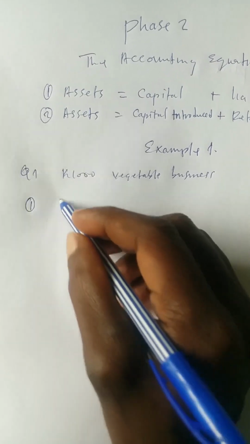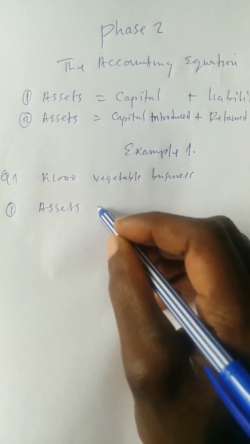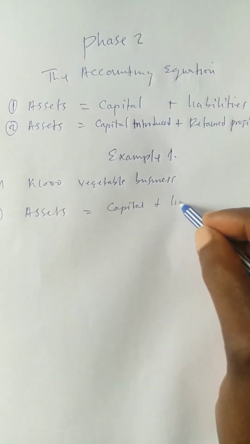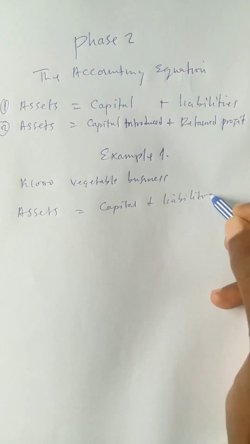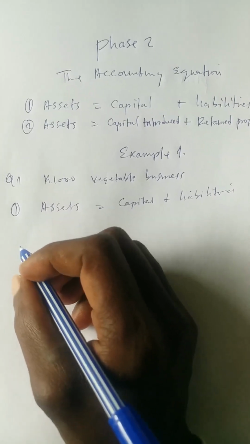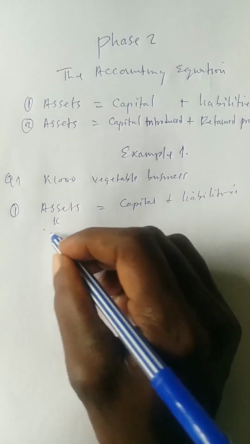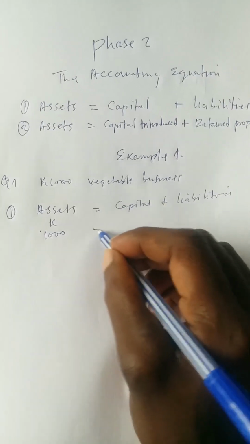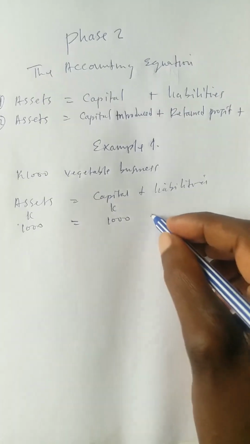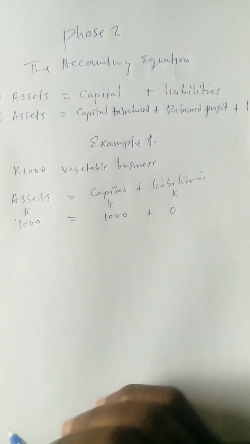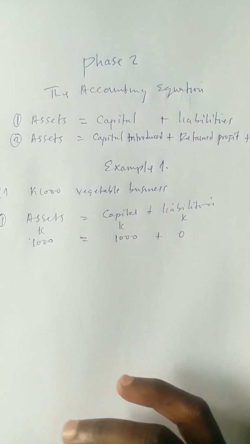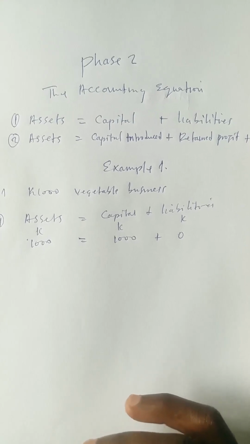Your assets, where we are saying assets equals capital plus liabilities. Liabilities, excuse my handwriting, it's kind of bad. So your assets, we are saying now you have 1000 kwacha, equals your capital, 1000 kwacha. Your liabilities, the business doesn't yet have any liabilities. Okay, this is how your accounting equation looks from the first accounting equation that we wrote.